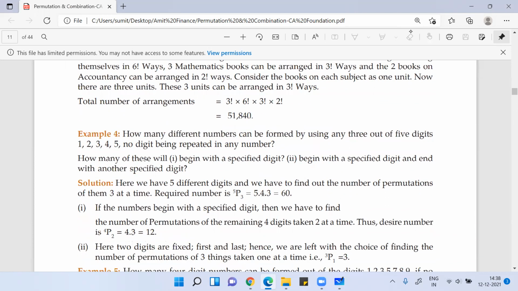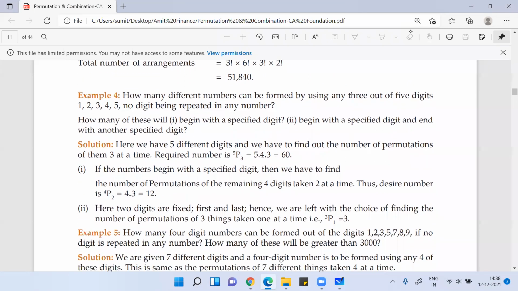Fine. Example: how many different numbers can be formed by using 3 out of the 5 digits so that no digit is repeated in any number? So how many digits are there? 5 digits are there. 5 into 4 into 3.